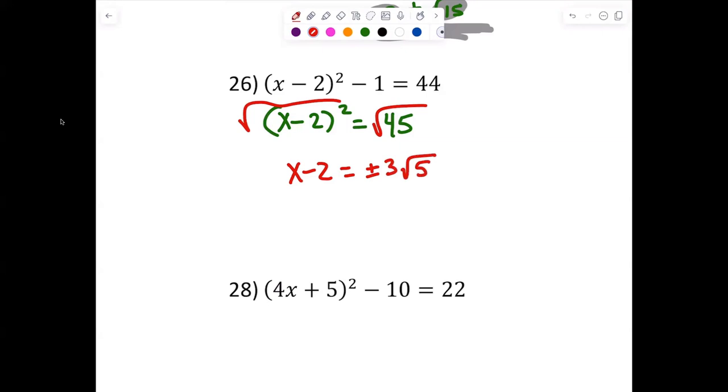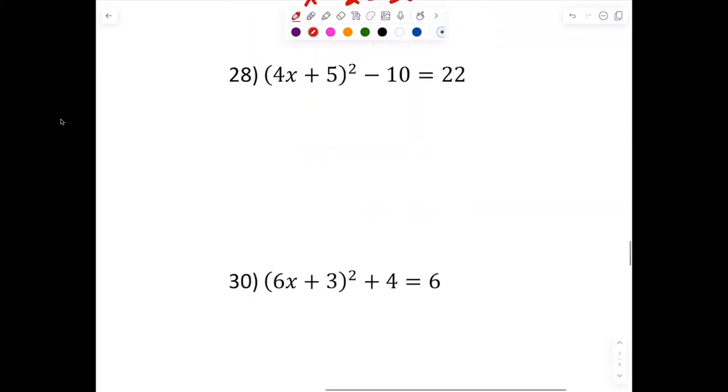Anybody? Final step is just to do what? Move over the 2. When I move over the 2, it becomes positive. Perfect. Now put it in front. So it's 2 plus or minus 3 radical 5. Now, can you add the 2 and the 3 together? And the answer is no, you cannot. You cannot add them together because they're not the same. 2 is rational. 3 radical 5 is irrational. You cannot add them.